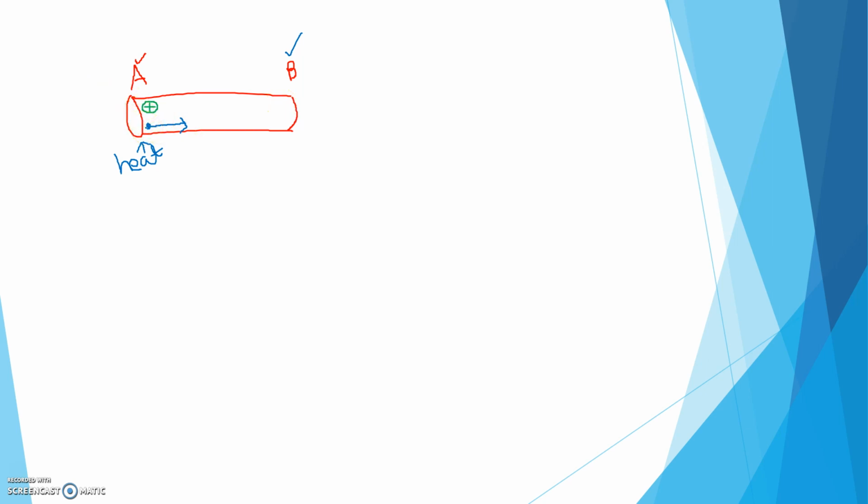You know, every system tries to acquire the minimum energy state. Now, as the electrons are getting high energy in this heated A end, they will try to lose their energy and come to a lower energy state. So they will try to flow into the cooler region. Okay, so the electrons will flow from the A end to the B end.